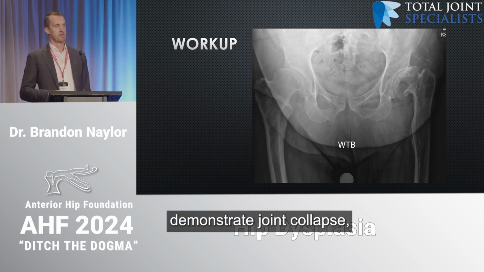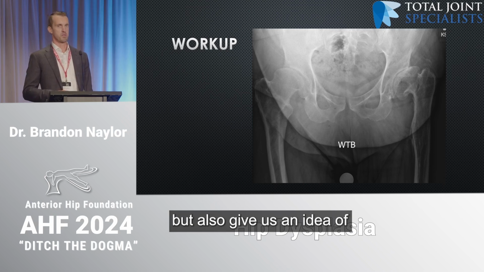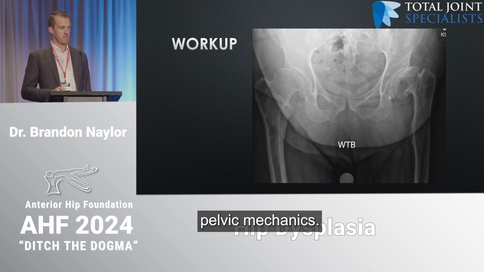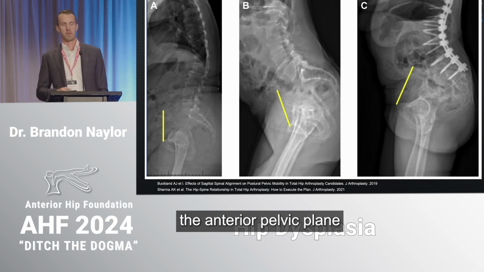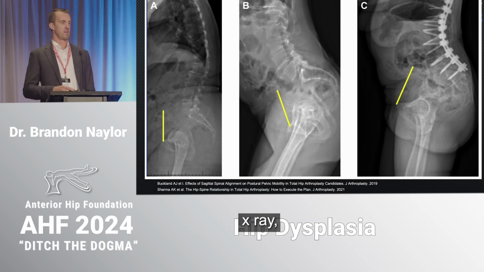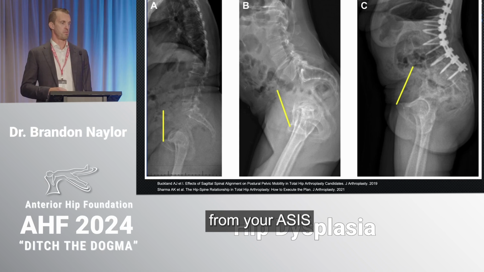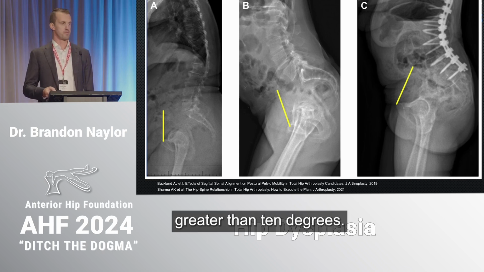This will help demonstrate joint collapse, but also give us an idea of whether we have any issues with spinal pelvic mechanics. I'm not going to overcomplicate this. The way that I do it, and the simplest way that I can think of doing it, is simply measuring the anterior pelvic plane on a standing lateral x-ray, a line drawn from your ASIS to your pubic symphysis, and deciding whether or not this is greater than 10 degrees.